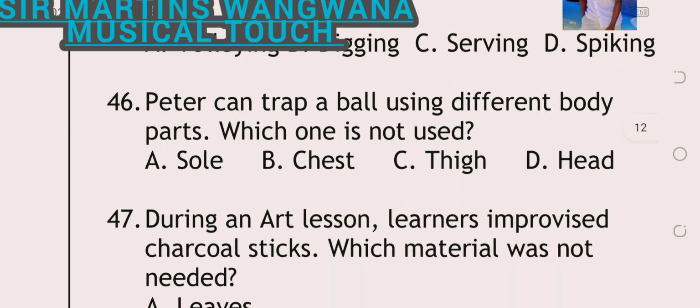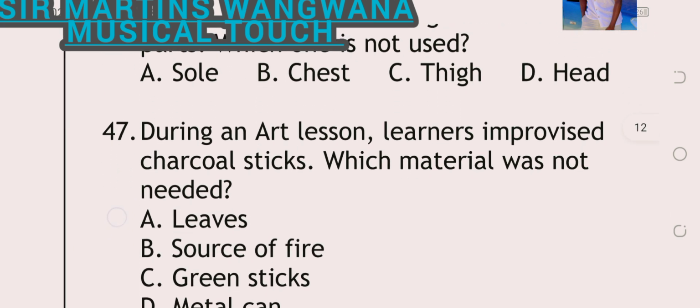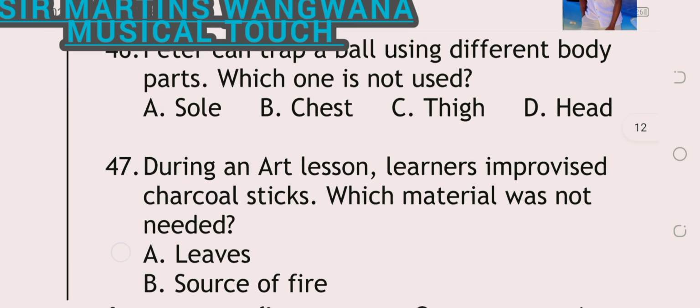Number 46. Peter can trap a ball using different body parts. Which one is not used? We have sole, correct. Chest, correct. Thigh, correct. Head is not common. So sole, chest, thigh, that one is approved. That is inside the sole trapping and all that. Head, only pros can do that, but it is not in the syllabus. So the correct answer there is D, number 46.